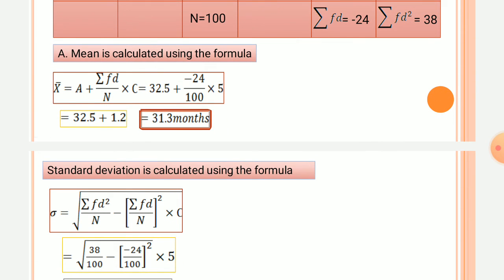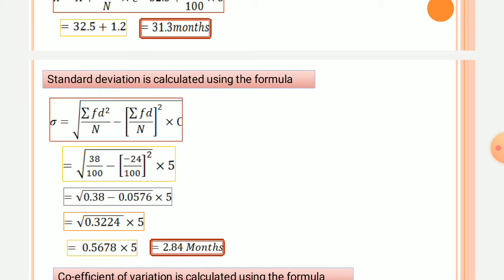Now arithmetic mean can be calculated as x bar is equal to a plus sigma fd by n into c. So this is the formula to calculate arithmetic mean, which you already know. Here the value of a, the assumed value, is 32.5, plus sigma fd, minus 24, by n, 100, into 5. By simplifying this we will have the value of x bar equal to 31.3 months.